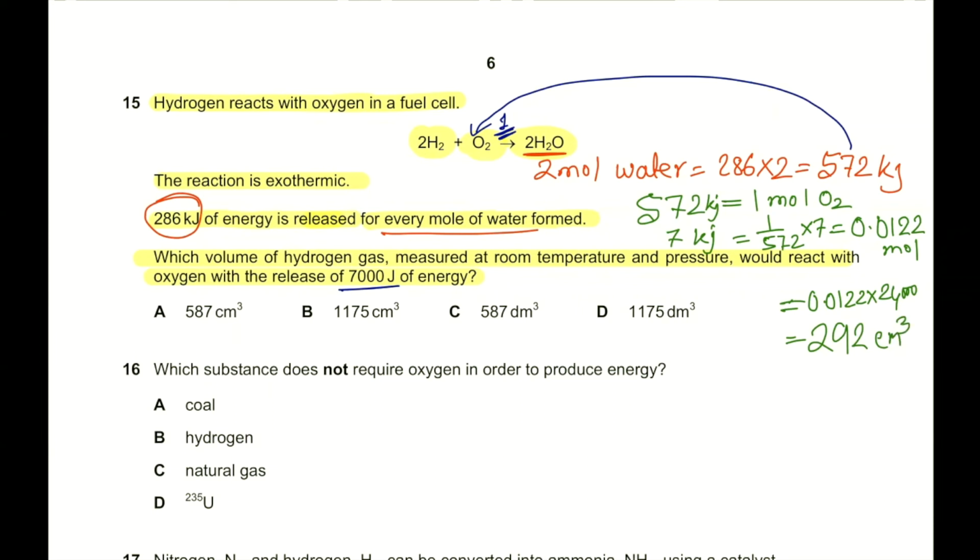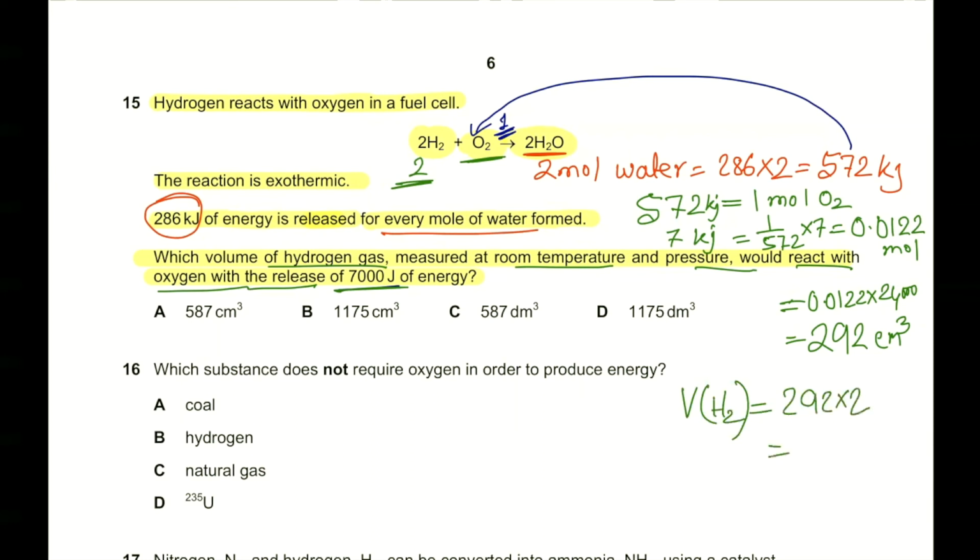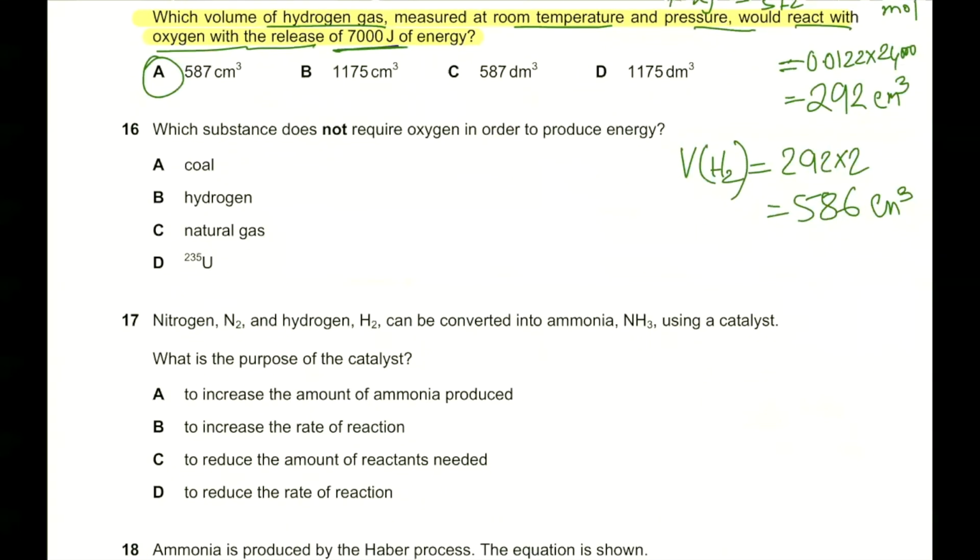All right. Which volume of hydrogen gas measured at room temperature and pressure would react with oxygen to release 7,000 joules? So guys, we have already found the number of moles for oxygen, which is 1, and hydrogen is at a 2 ratio, so the volume of hydrogen will be just double that of oxygen. So 292 multiplied by 2 equals 586. So 587 cm cube of hydrogen will be required.